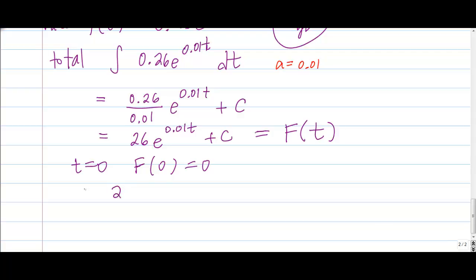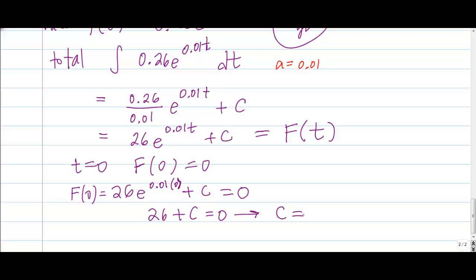So we're going to do F of 0, which gives me 26 e to the 0.01 times 0 plus c, and that is 0. I just applied this formula here. F of 0 equals 0. e to the 0 is 1, so we get 26 plus c equals 0. So then c equals negative 26.